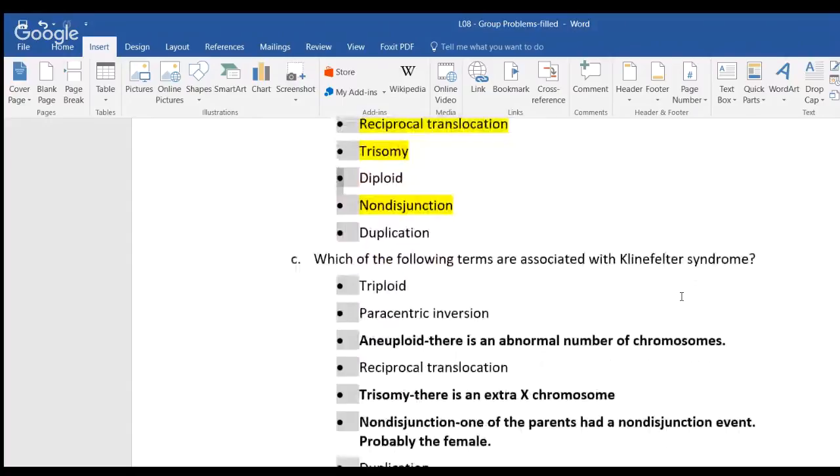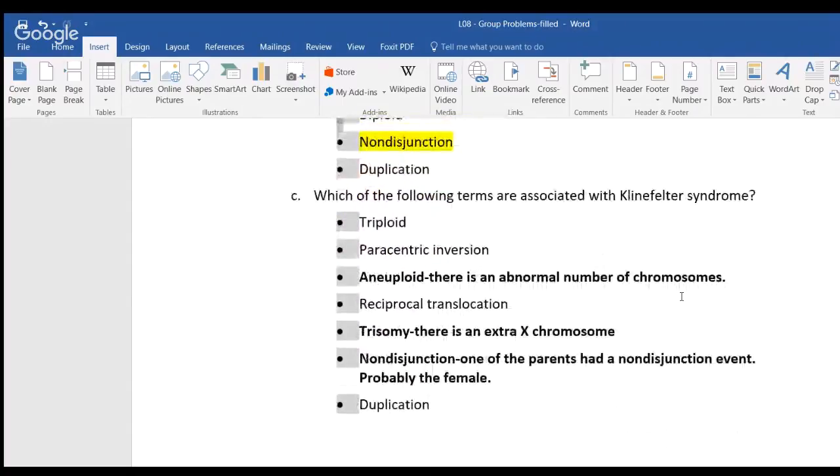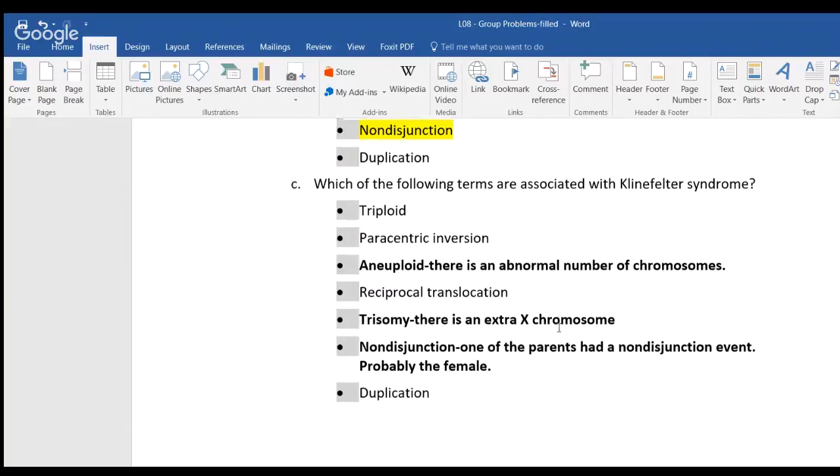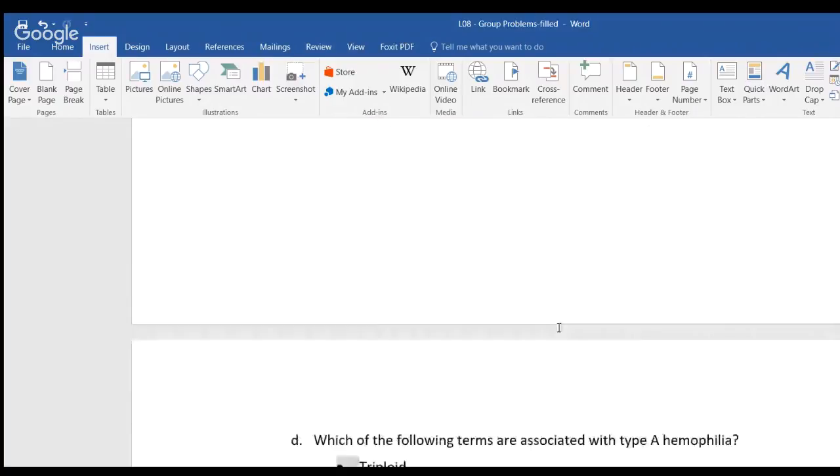For part C, we're looking for something similar. We're doing it with Klinefelter syndrome, but this time we want to know what actually is associated with it. Aneuploid fits because there's an abnormal number of chromosomes and an extra X. Trisomy is the term that explains that extra X. Non-disjunction is associated because one of the parents had to have a non-disjunction event. Otherwise, there could not be an extra X. So it was probably the female.